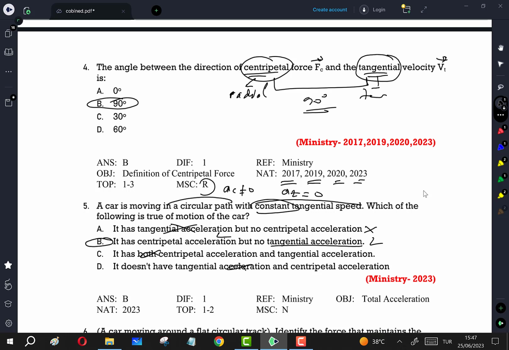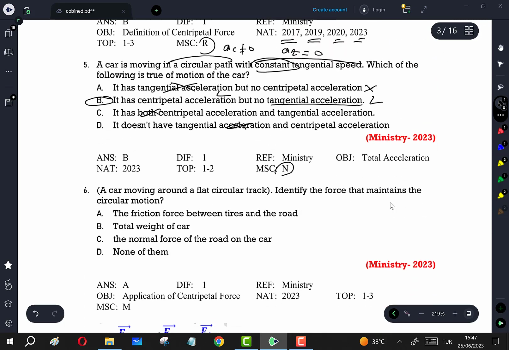This question is new, the first time it is asked. In fact, it is one of the chapter 2 questions. It's not in the form of multiple choice, but there was a chapter 2 question: if an object moves in a circular path with a constant tangential speed, will it have this or that? They are asking such a question in one of the chapter 2 questions.